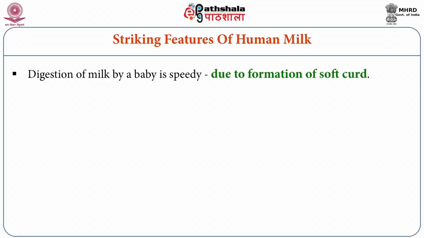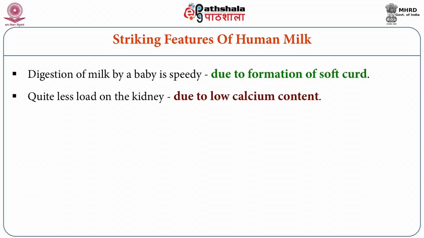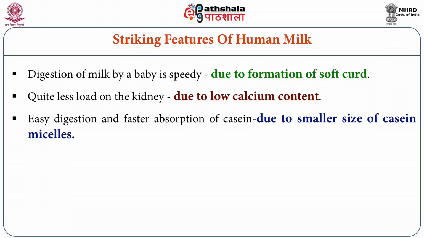Human milk is easy to digest and it is very speedily digested in infant due to formation of soft curd. This happens because curd tension of human milk is less compared to cow milk and buffalo milk. Human milk has quite less load on the kidneys due to low calcium content. Human milk is easy to digest and faster absorption of casein occurs due to smaller size of casein micelles.